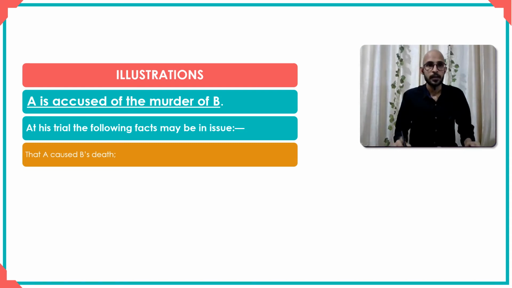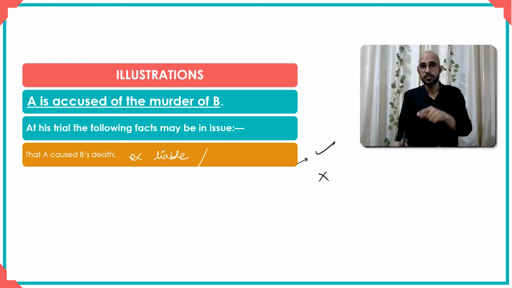Indeed. Let us say either A caused B's death or he did not cause B's death. Does this affect his right, liability, disability? Yes, it affects his liability. In case he has caused B's death, then he becomes liable, which means it talks about the existence of his liability. And suppose he has not caused the death, then it talks about the non-existence of his liability. Therefore, it's a fact in issue. I hope you get this. Let's go on to our next illustration.